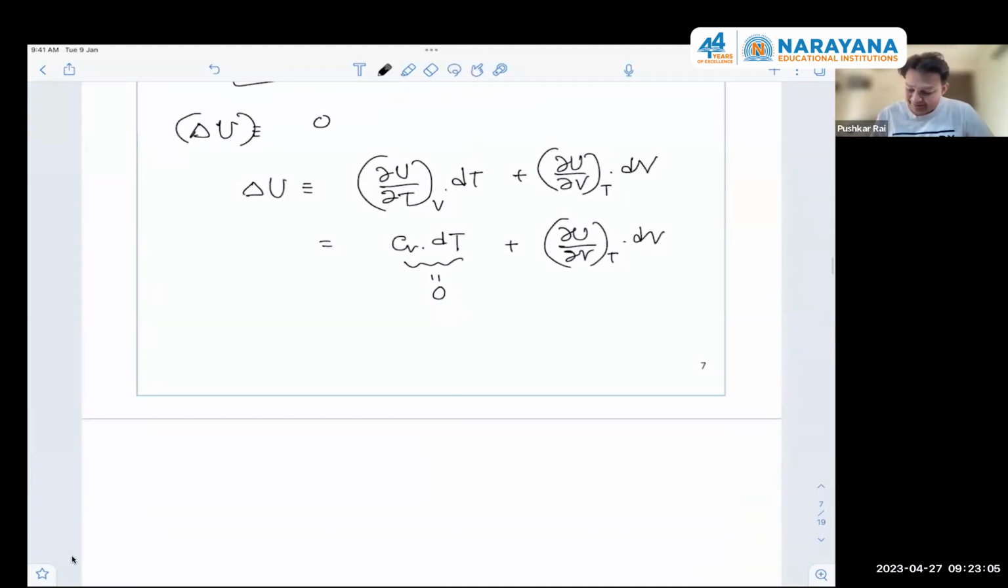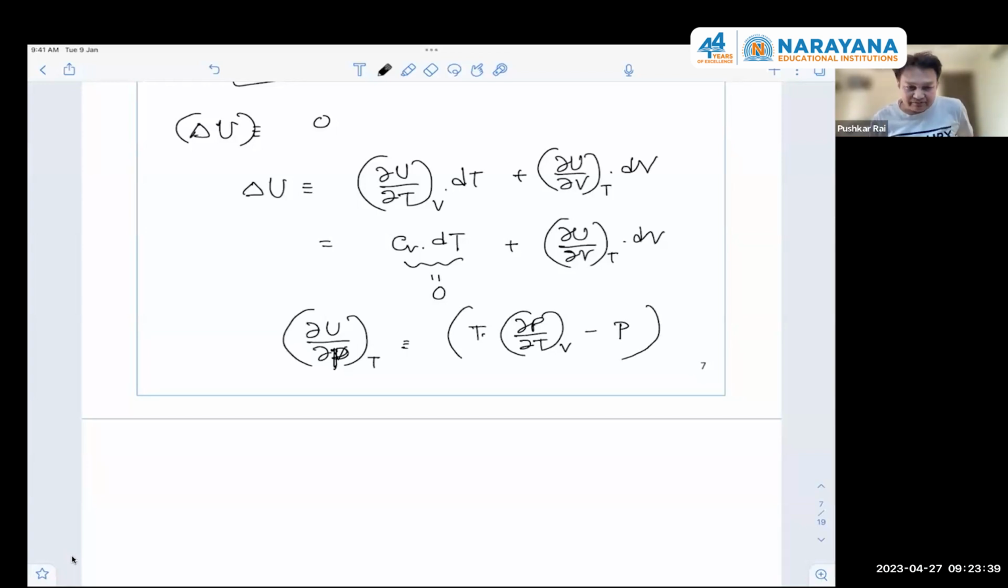So how to get the del U by del V? I should not be asking, but if I ask you, it has a relation with respect to pressure and temperature. I don't exactly remember that. Okay, you don't remember it. Suppose I give you this value, a very famous and very important number in thermodynamics: del U by del V at constant T is equal to T times del P by del T at constant V minus P.